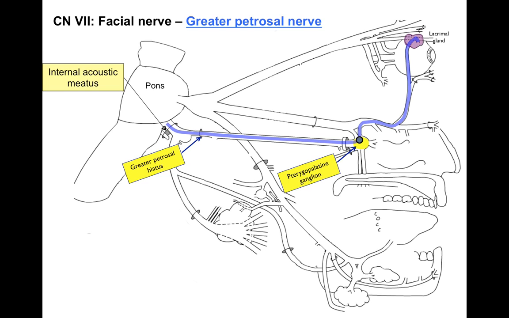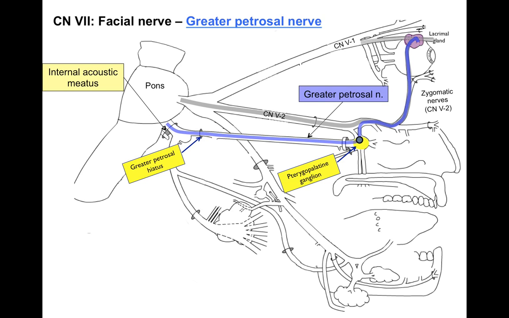the pterygopalatine ganglion. Well, there's the pathway of the greater petrosal nerve, courses along from the facial nerve through the internal acoustic meatus, through the greater petrosal hiatus, synapses in the pterygopalatine ganglion, and then hitchhikes on V2 up to V1 and innervates that lacrimal gland. Greater petrosal nerve. Okay, V2 in gray and V1 in gray, that's showing where these parasympathetics from 7 hitchhike on cranial nerve 5 to get to their destination.